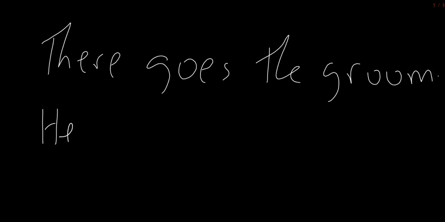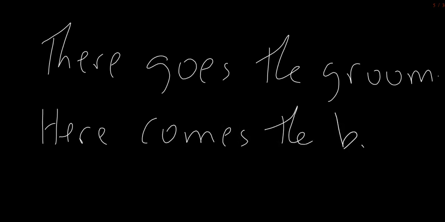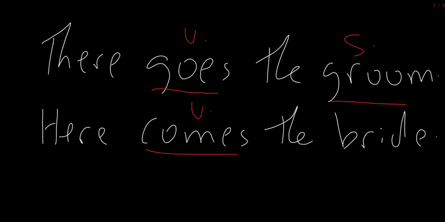Now let's take these two sentences as an example. There goes the groom, and here comes the bride. Now if you look at each of these sentences, you notice that these are both inverted order, where the verb precedes the subject. Goes the groom and comes the bride. Okay?